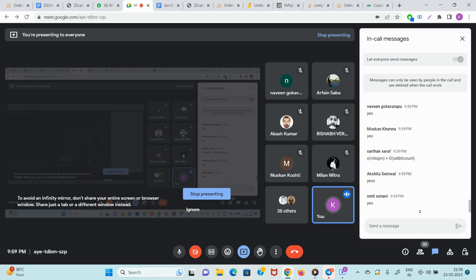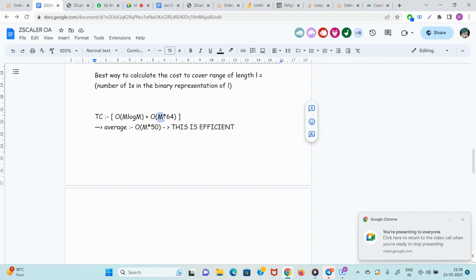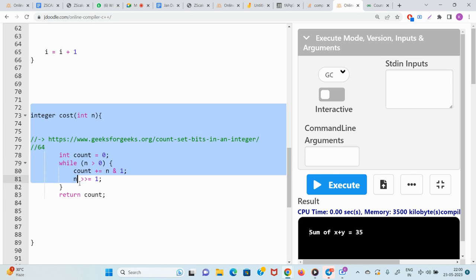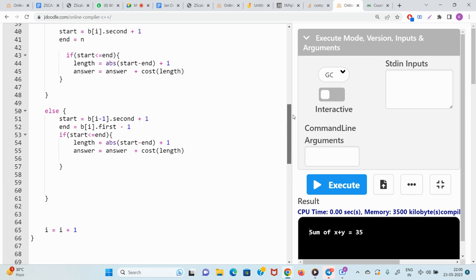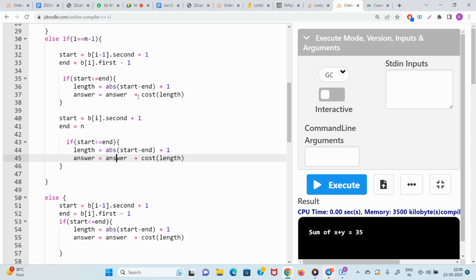M log m is the sorting count. Clear. Set bit count will not be the only cost; you have to do set bit count into m also. You were checking every element, and every time you were computing the range. So it will be m into 64. What is 64? This while loop will run for 64 times. That's why 64 is the time complexity to calculate the cost. And this is also running for m times. So for each of the m times you are calculating the cost. So 64 here, so m into 64.